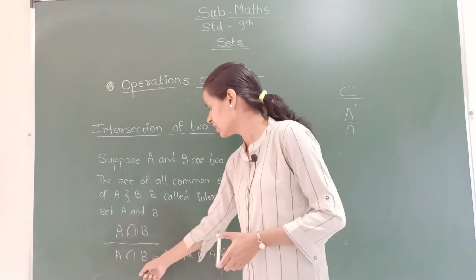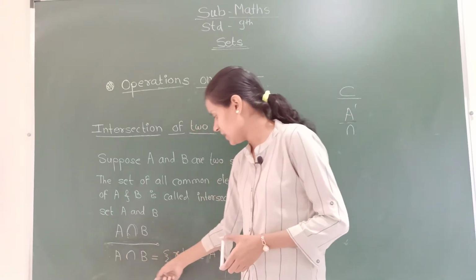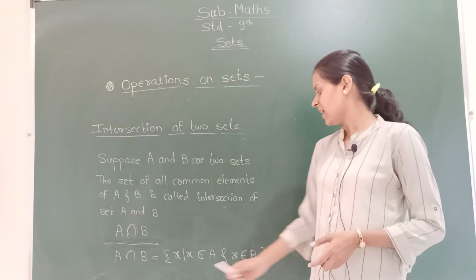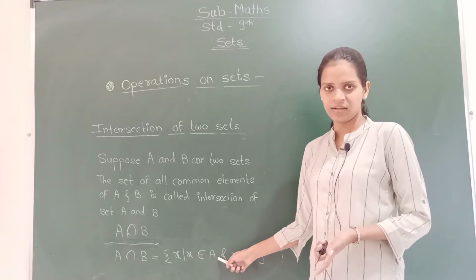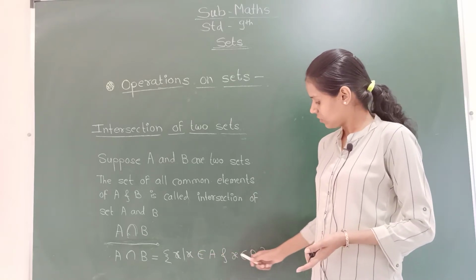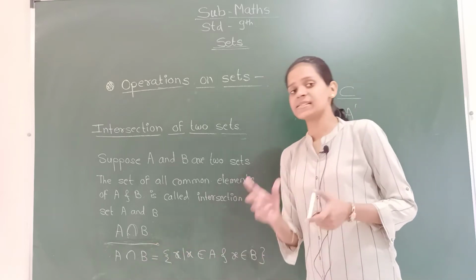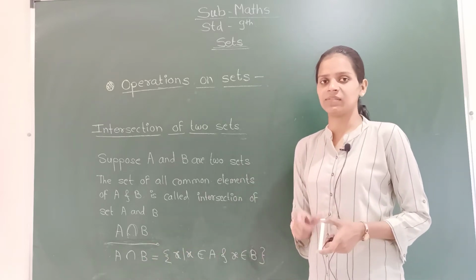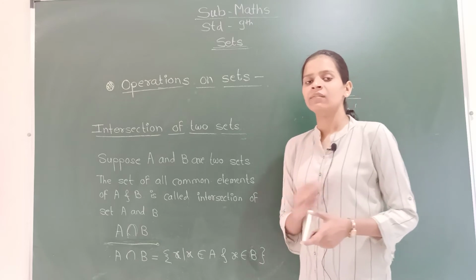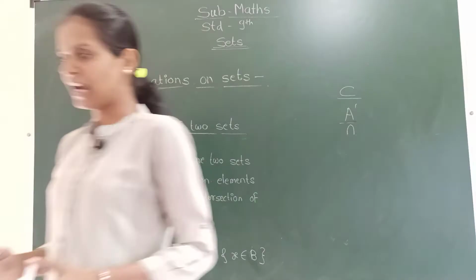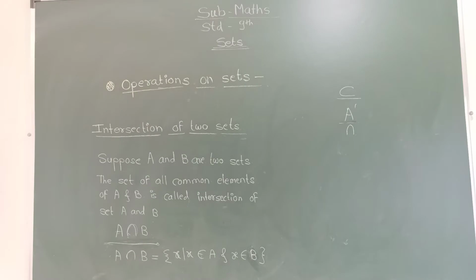And how do we write it? A intersection B is equal to {x such that x belongs to A and x belongs to B}, because A intersection B is the set of common elements in between set A and set B. We will see one example so that you can understand more effectively.